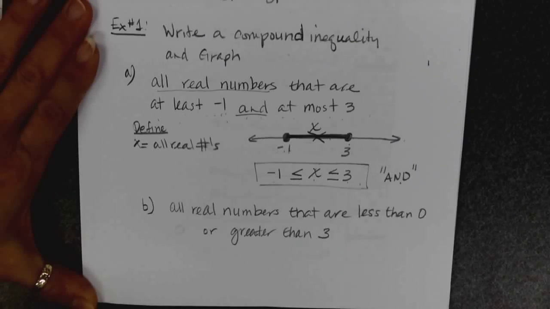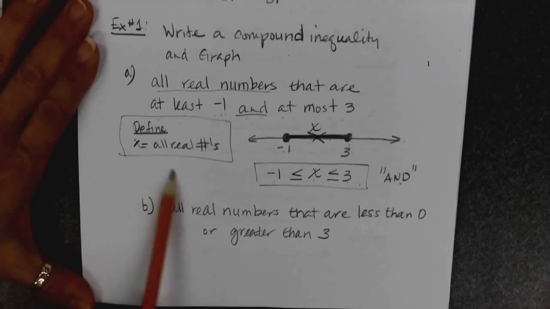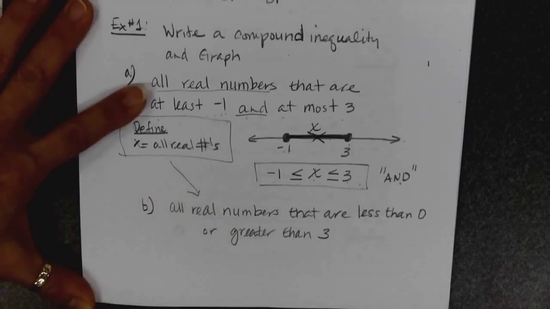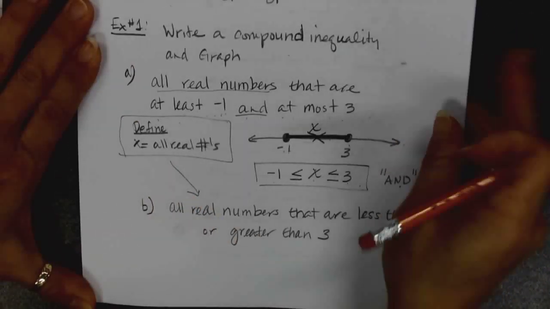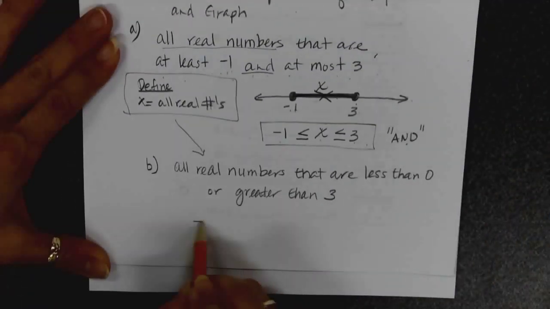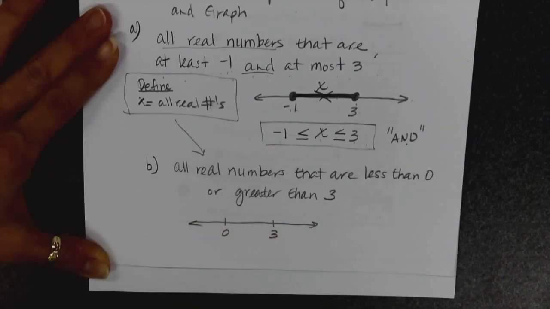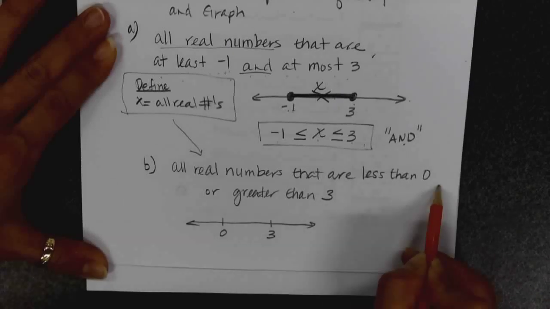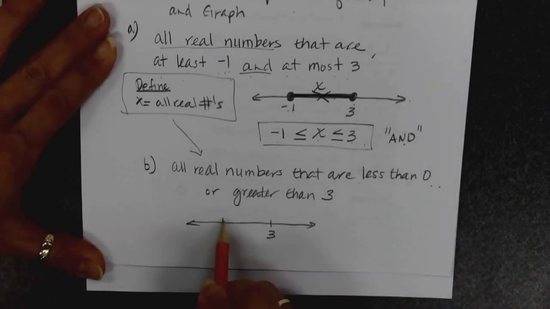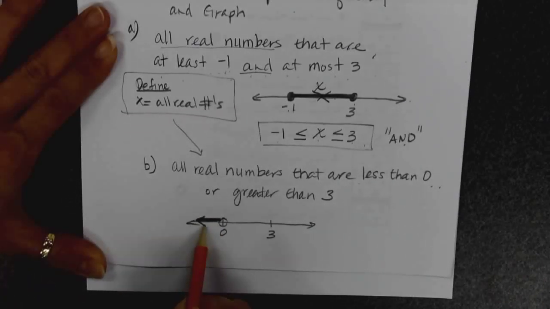So same thing again. We're going to use x to represent all real numbers for this one as well. Is that okay? Shall we graph it first? Here's 0. Here's 3. Remember, on a number line it has to be in numerical order, least to greatest. All right, let's do this one first. Less than 0. Open, and right or left? Left, because it's less.